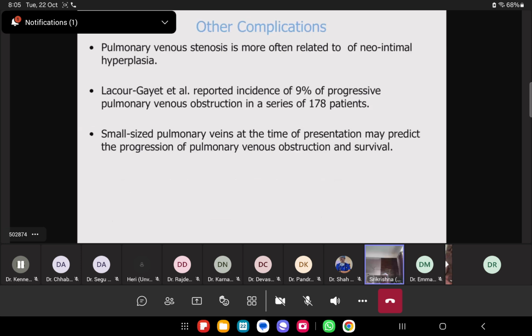Pulmonary venous stenosis is more often related to neointimal hyperplasia. Rocord et al. reported an incidence of 9% of progressive pulmonary venous obstruction in a series of 178 patients. Small-sized pulmonary veins at the time of presentation may predict the progression of the pulmonary venous obstruction later, and survival.